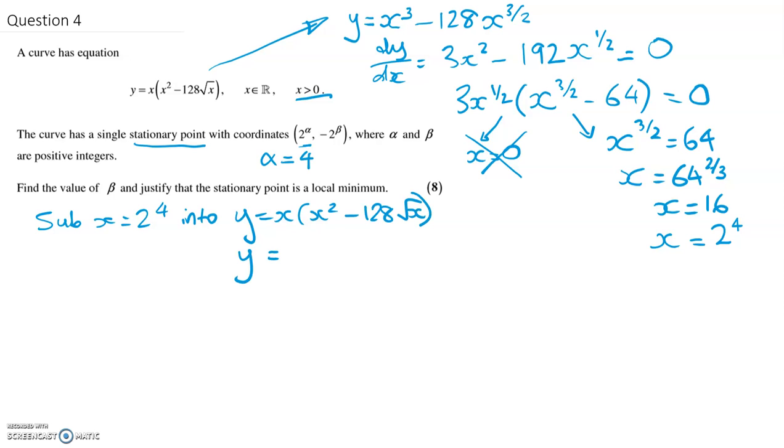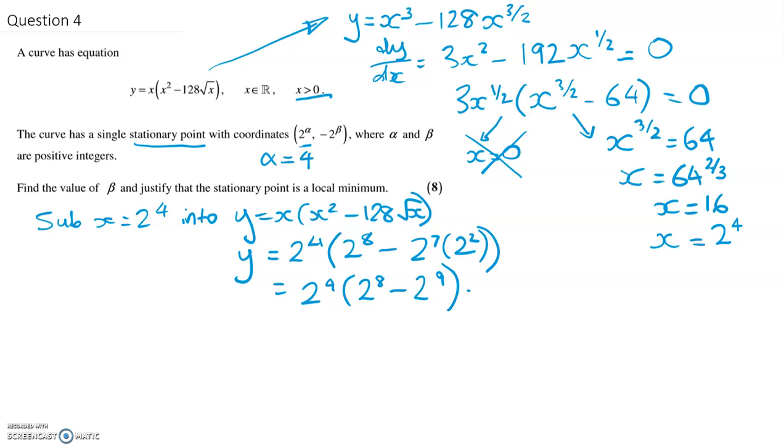And I get 2 to the 4 bracket, that's going to become 2 to the 8. And then we've got 128, which is 2 to the power 7. And root x would be 2 to the power 2. So I've got 2 to the power 4, 2 to the power 8, and then 2 to the 7 times 2 to the 2 would just be 2 to the 9. And 2 to the 8 minus 2 to the 9 is minus 2 to the 8.